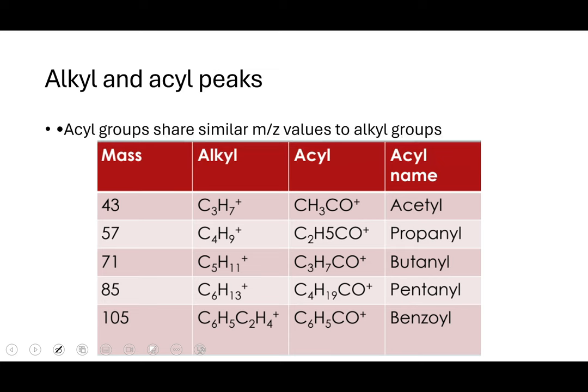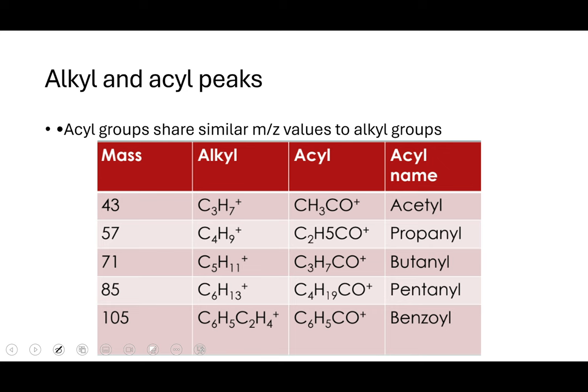For alkyl and acyl peaks now, they're actually really similar. Looking at your acetyl, your propanyl, your butyl, your pentyl, and your benzoyl groups, their ions are going to be producing similar masses. So we know our acyl groups are from our acids, our esters, or our acyl halides. They're coming from those. And the alkyl groups are just regular alkyl groups that we saw before. So these are related, you have relations between them and the masses, so you don't mix it up.